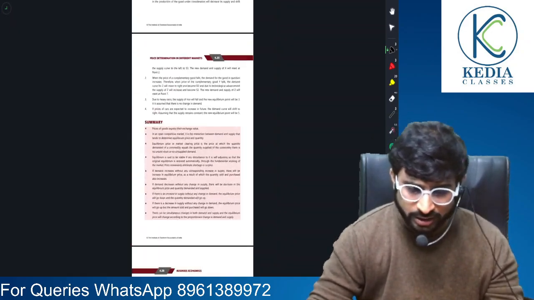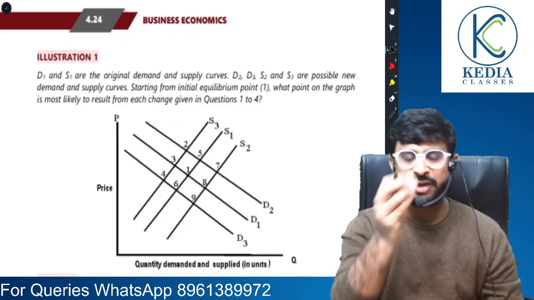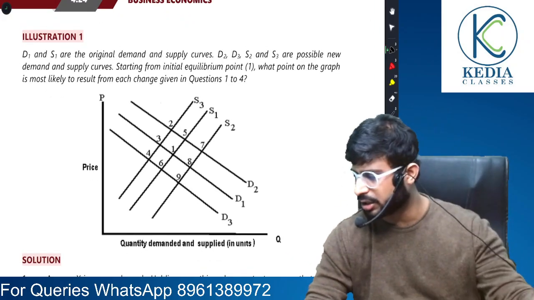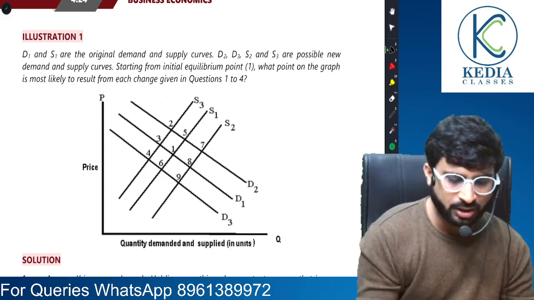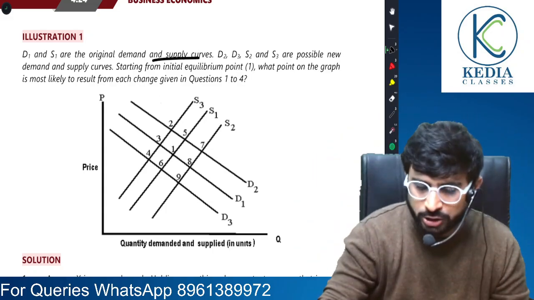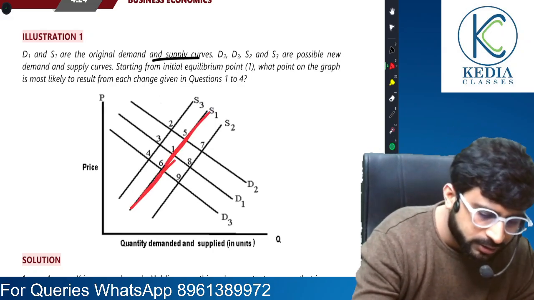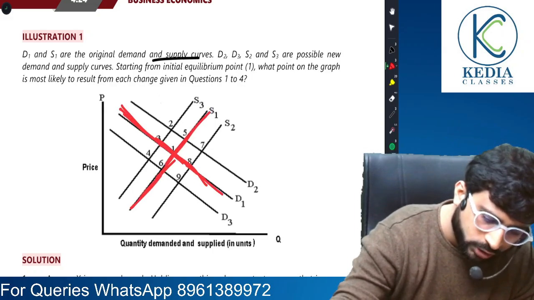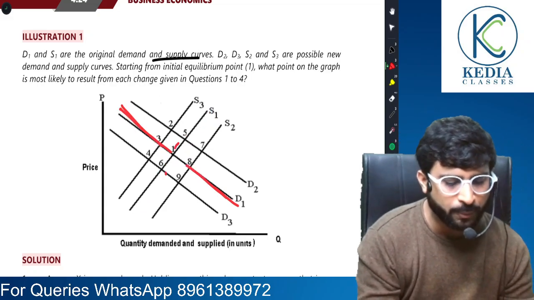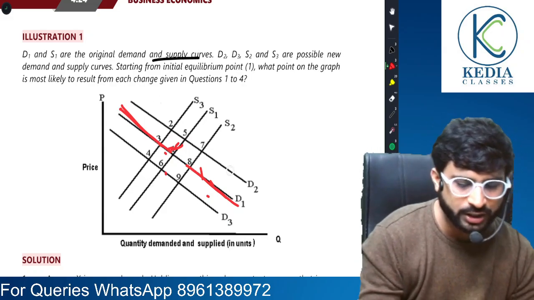Sir, what are you saying? Is this all about this chapter? Yes. A brilliant question. I am a big fan of the Institute for giving this question. Let's discuss this. It will clear cut all the concepts. See, D1 and S1 are the OG demand and supply. This is the OG supply curve. This is the OG demand curve. So this is the OG equilibrium point 1, so equilibrium is achieved now. Now let's see what they are asking.